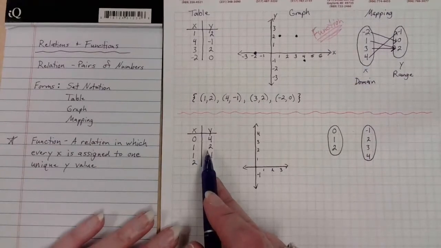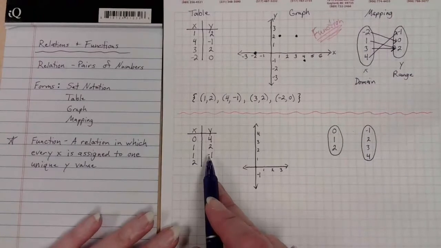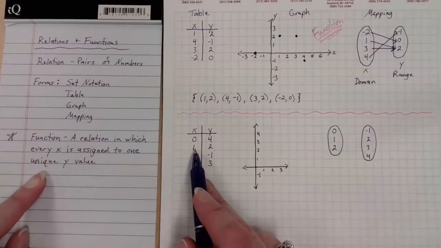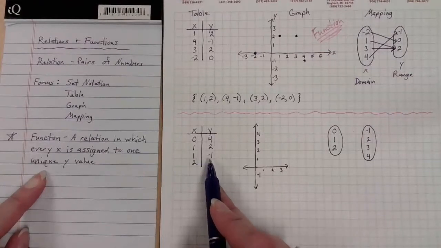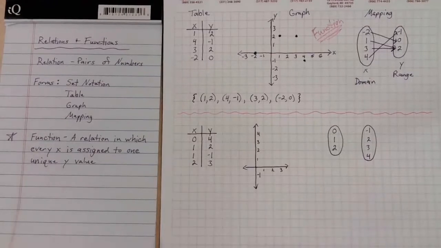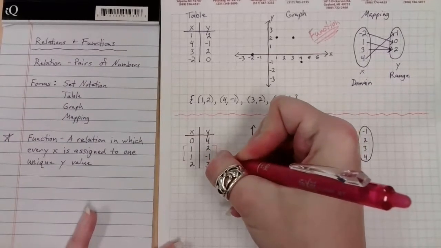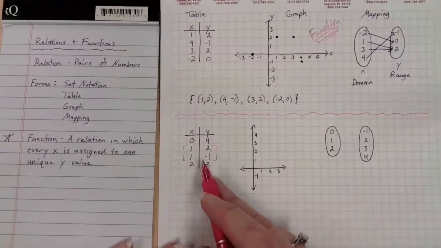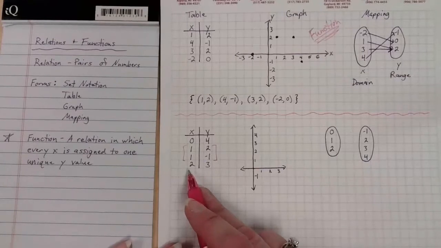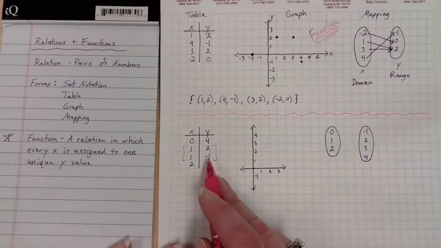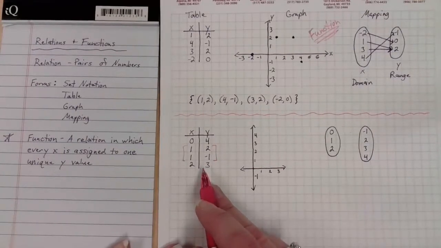Oh, but wait. The 1 is also assigned to the -1. And we said that every x has to have one unique y value, but this 1 is assigned to 2, but 1 is also assigned to -1. That's problematic, all right? Because of what we are seeing right here in this section, this is our warning sign that this is not going to be a function. The 2's fine. It's assigned to the 3 and nothing else. But here I've got the 1 assigned to 2 different y values. So that's an indication that it's not a function.